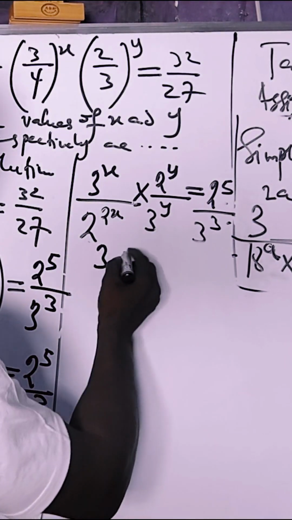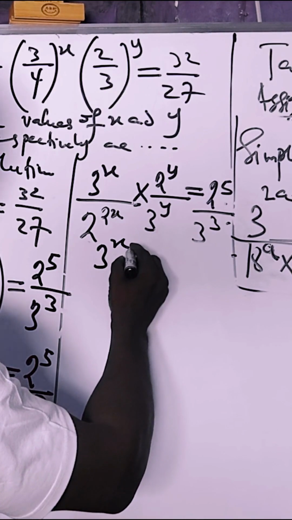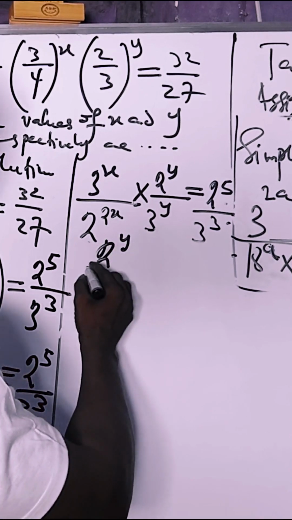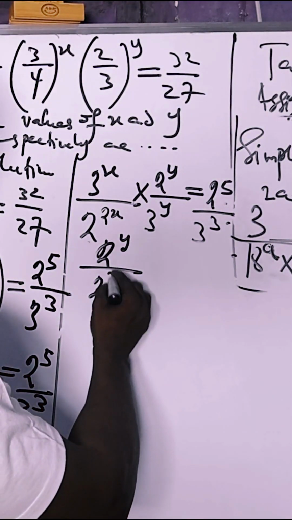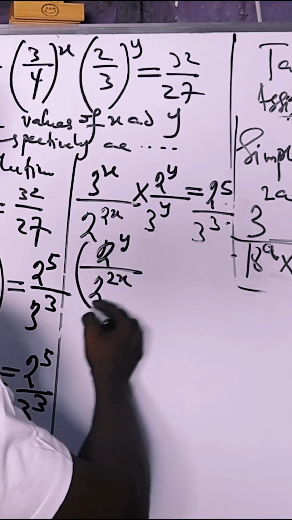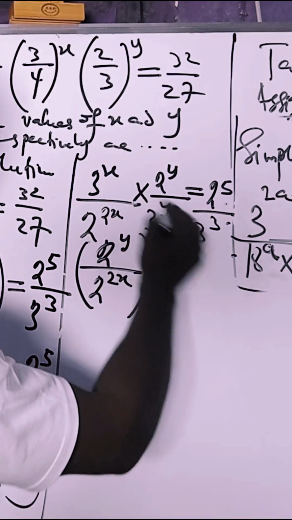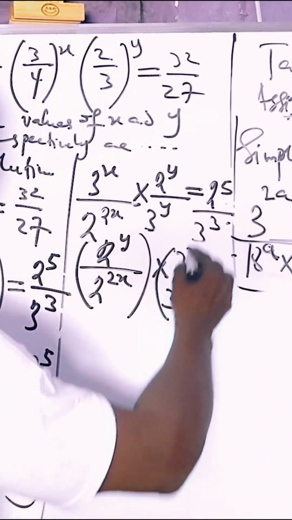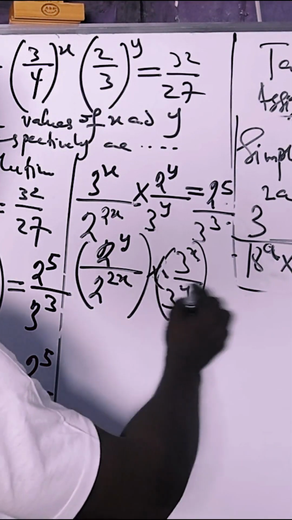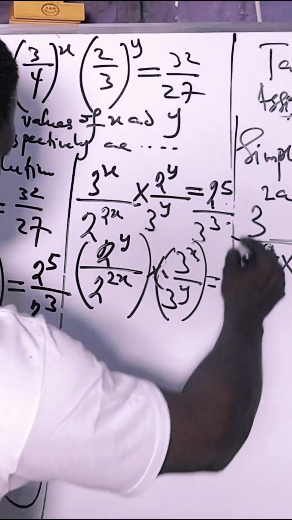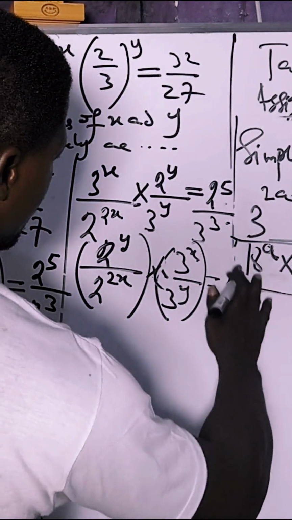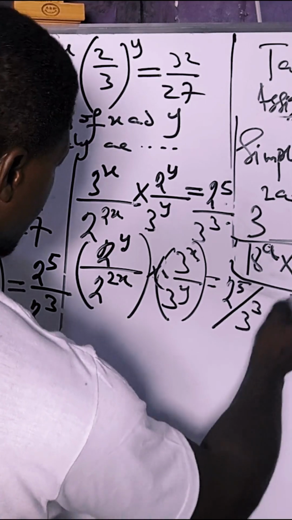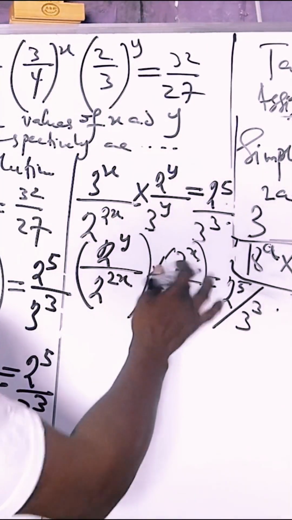So it becomes, let's begin with 2 raised to y divided by 2 raised to 2x, enclose a bracket, times the next one, 3 raised to x divided by 3 raised to y, and closing bracket, with the multiplication sign here. And that is equal to the constant, which in this case is 2 raised to 5 divided by 3 raised to 3. Now, when we do that, what do we have next?